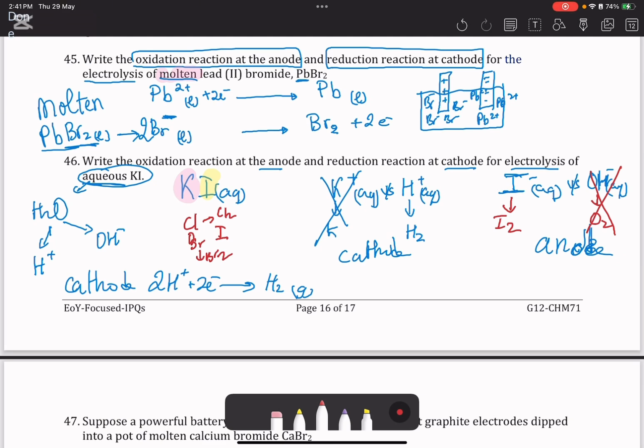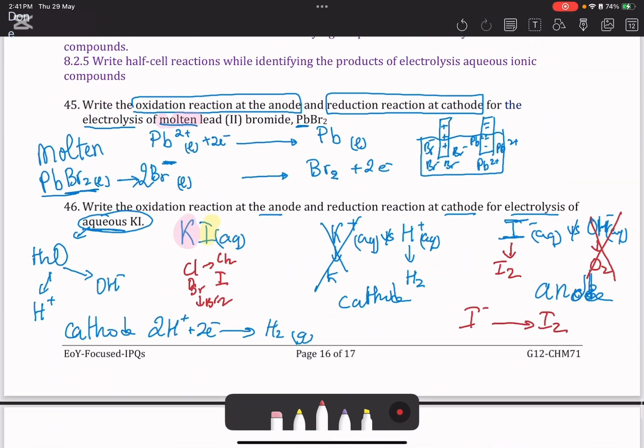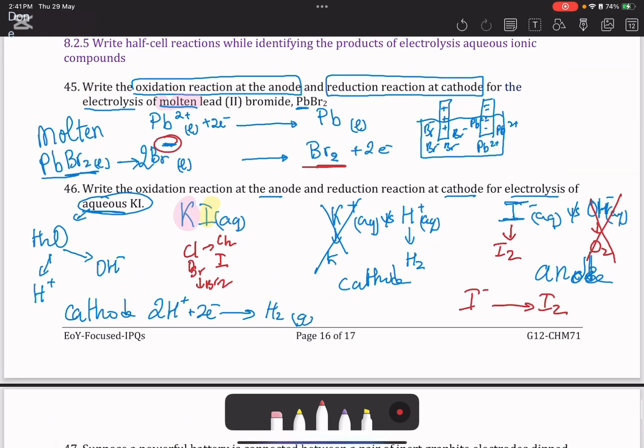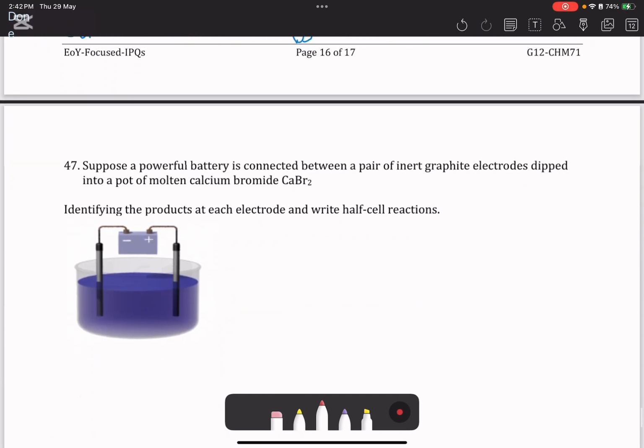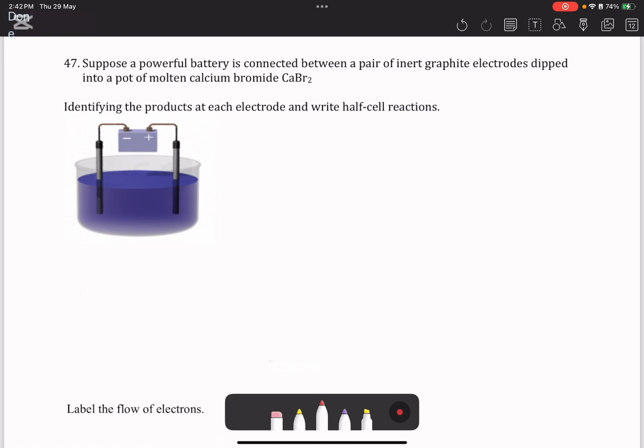So here at the anode, it's I minus giving I2. Again, like I said, it's the negative ion that gives a formula like this with the 2 electrons. And this is aqueous and I2 is solid. If you find this topic difficult, watch my YouTube video, my video tutorial about electrolysis.